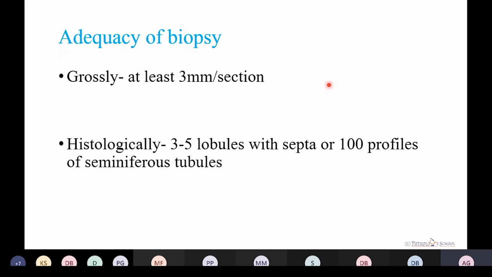The adequacy of the biopsy can be determined grossly by the presence of at least 3 millimeters of the biopsy per section, and histologically, we can call the biopsy adequate if there are 3 to 5 lobules per septate or 100 profiles of seminiferous tubules in a single biopsy.